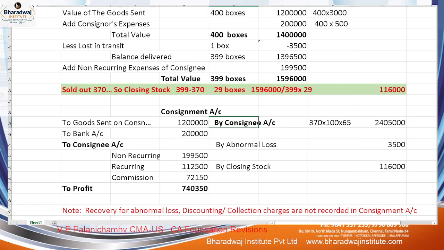If they ask you to prepare consignee account, to consignment will come. By consignment, all these things will come. Balance will be by cash or bank.